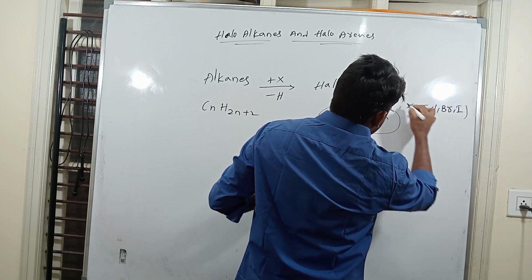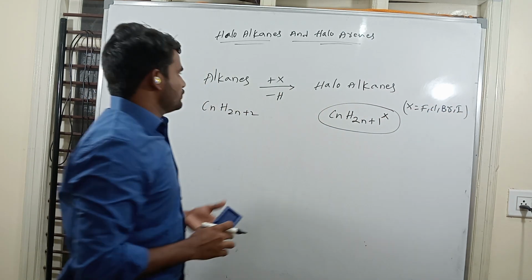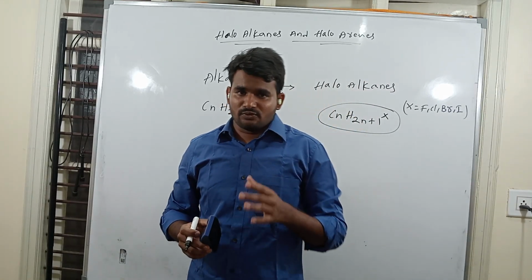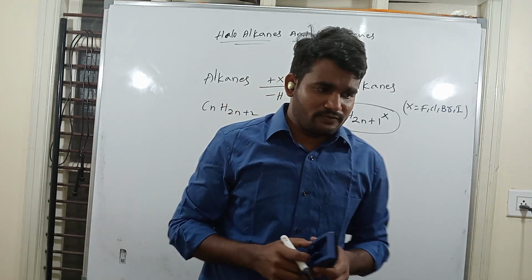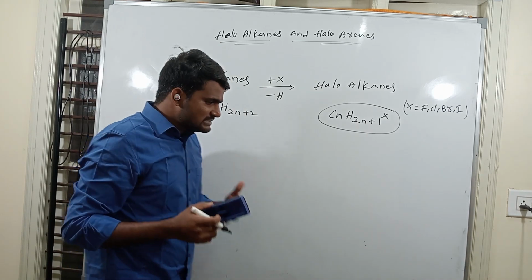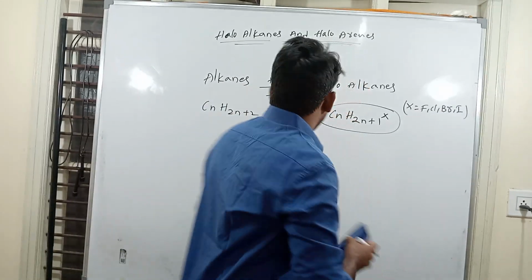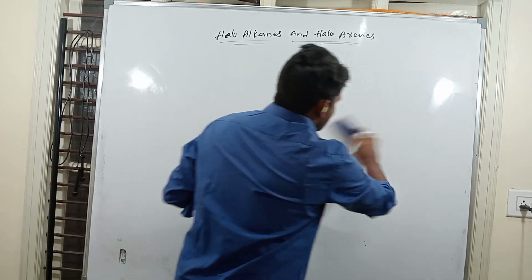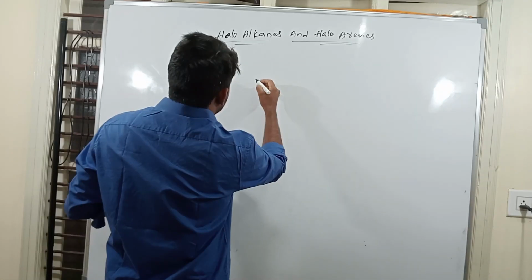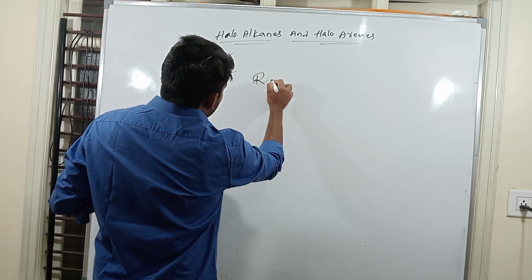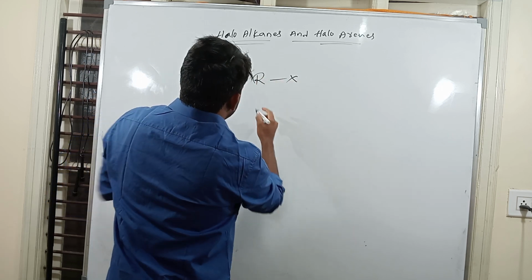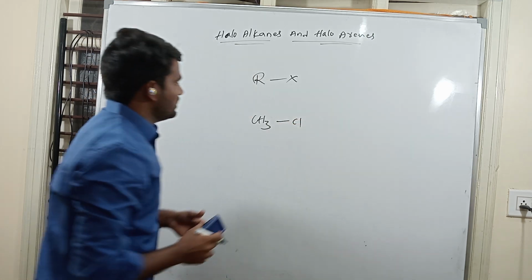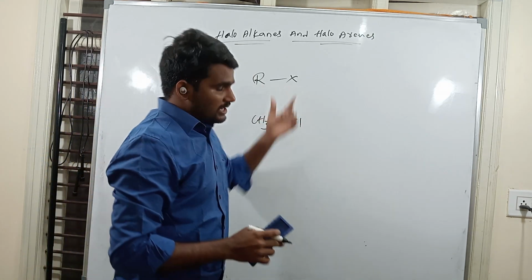chlorine, bromine, and iodine. And before going to the nucleophilic substitution reactions, why are nucleophilic substitution reactions involved in haloalkanes? We will see the behavior and nature of haloalkanes. Does it behave like an electrophile or a nucleophile? I will take one example of haloalkanes, RX. It's nothing but CH3Cl. RX means haloalkanes.